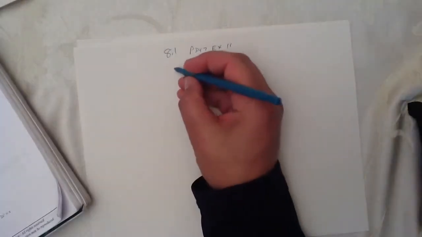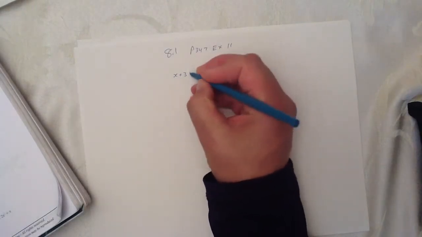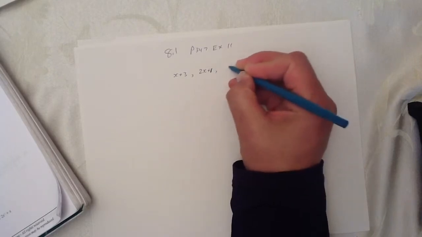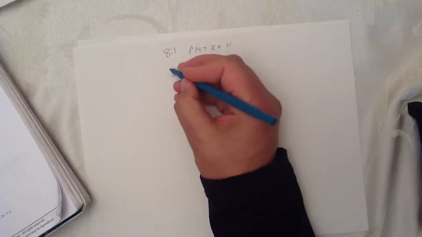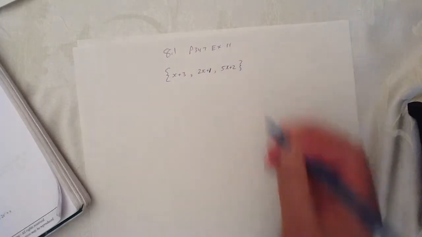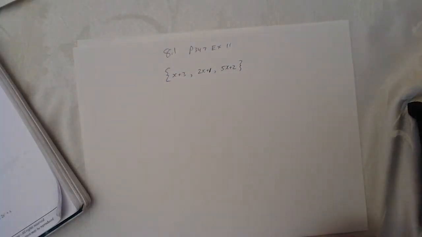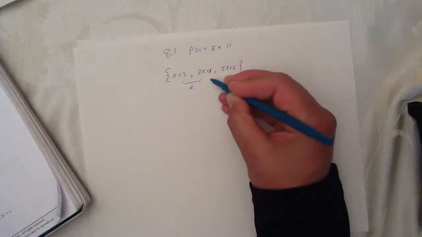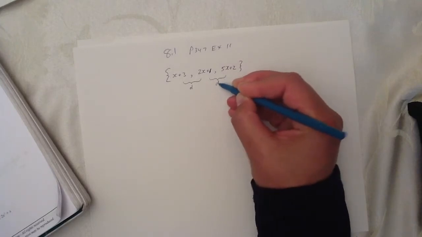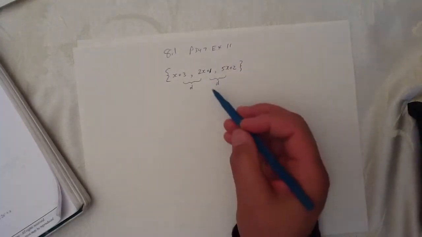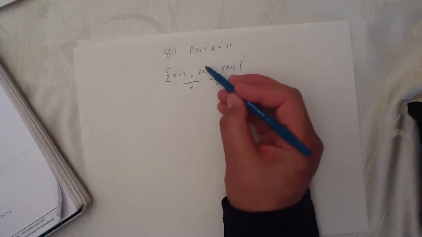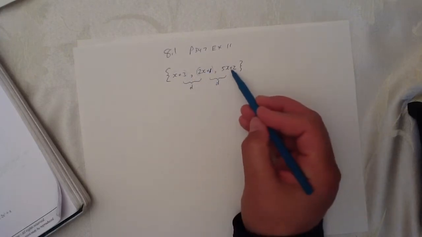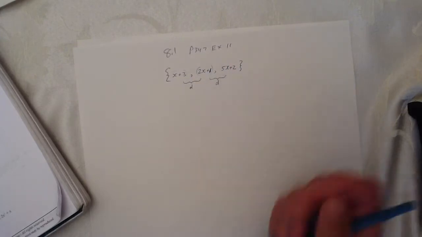So, let me write this out here and explain this some more. x plus 3, comma, 2x plus 1, comma, 5x plus 2. These are all supposed to be sequential values in an arithmetic sequence. The difference here will be d, and the difference here will be d. It has to be because it's an arithmetic sequence. So let's forget about what d is here. We know that this value minus this value is going to be d. This one minus this one is also going to be d.